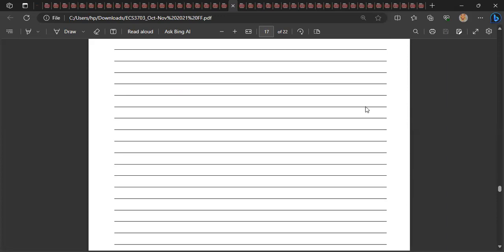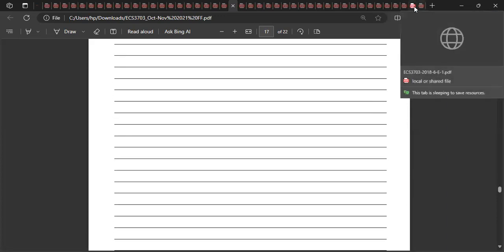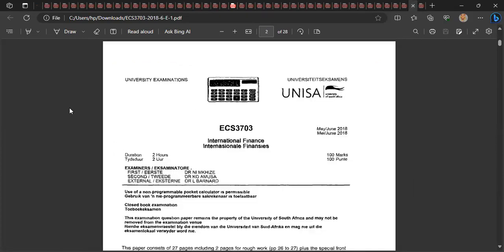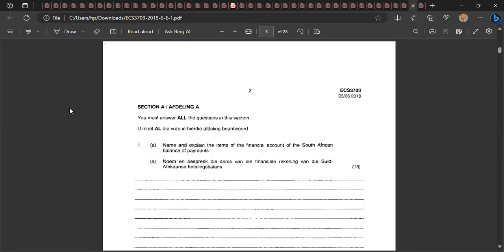But let's see what was in 2018 and 2019. All right. Name and explain the items of the financial account of the South African balance of payments. I did indicate that they normally want to ask you about everything that's in the South African balance of payments, but they could as well ask you to name all the items.